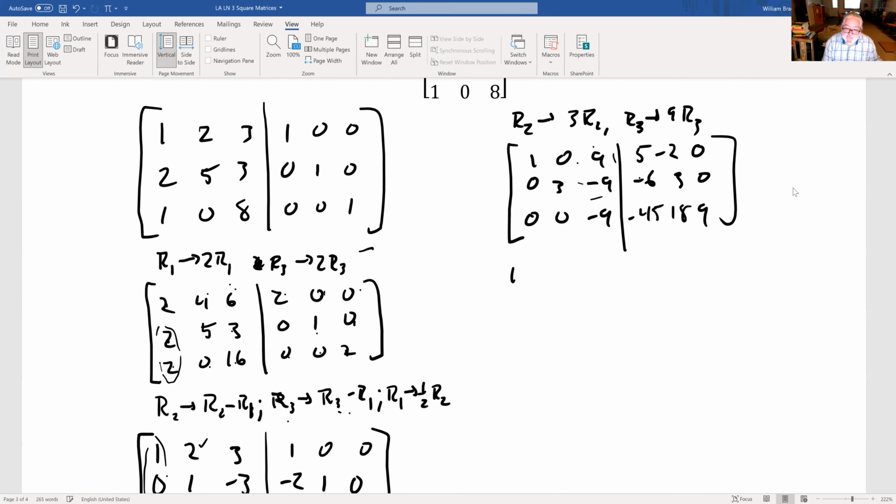So now I'm going to get rid of these 2 9s. We'll replace row 1 by row 1 plus row 3. We'll replace row 2 by row 2 minus row 3. And then we will replace row 3 by minus 1/9 row 3, just to get everything back to ones. So what do we end up with here?